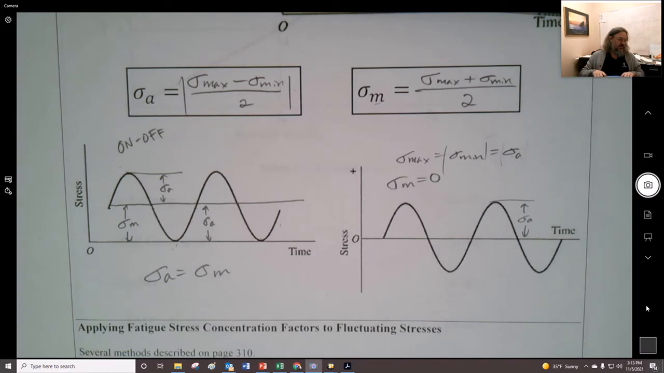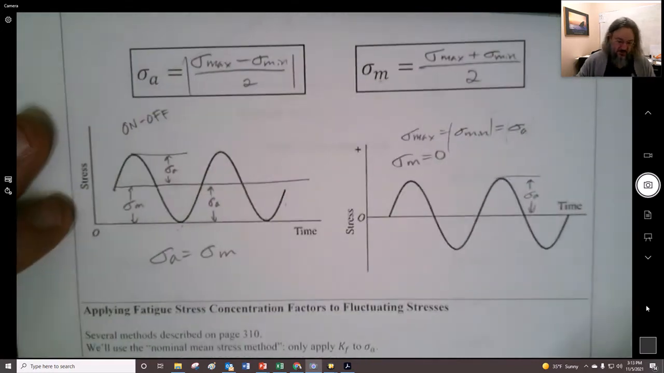Something to keep in mind is that cracks propagate when they open. So it's really on the tension side that things are going to happen. If something stays completely in compression, the crack never opens. So just be mindful of that.